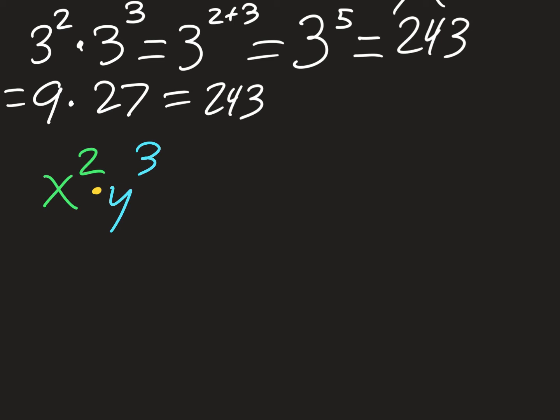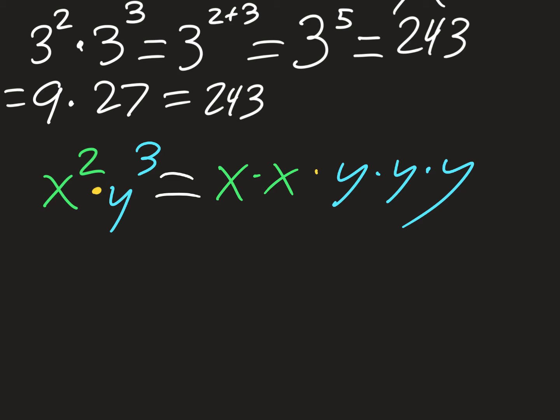Well, x squared is x times x, and y to the third is y times y times y. When we look at this, we can't really combine anything. Nothing says that x and y are the same. So that means we still have 2 x's and 3 y's, so x squared times y to the third is just x squared times y to the third. We can't do anything to it.